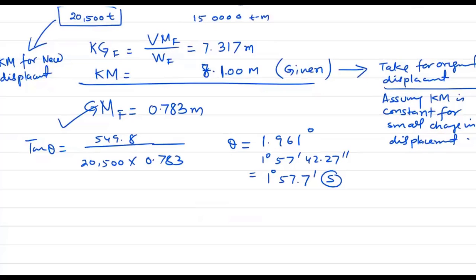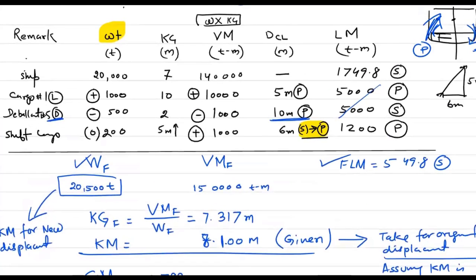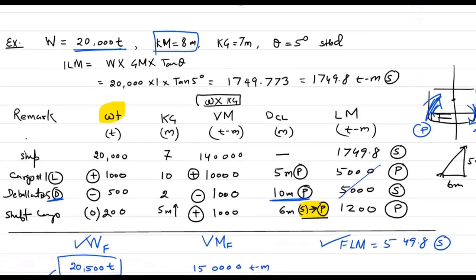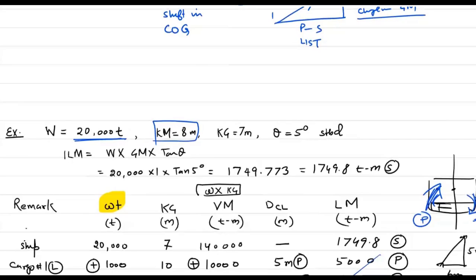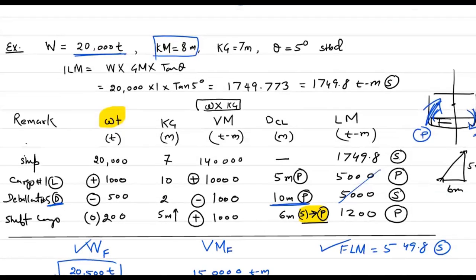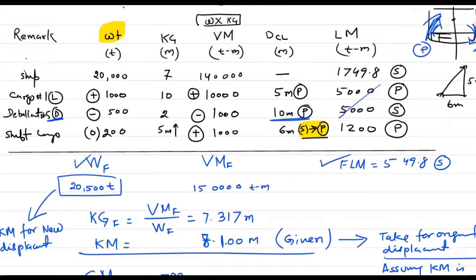So this contains almost all operations: loading, discharging, and shifting. One operation is not there. Suppose I need to modify, generally the question will start that the vessel is upright. I am saying the vessel is already listed. But suppose we are talking about there is a free surface moment.